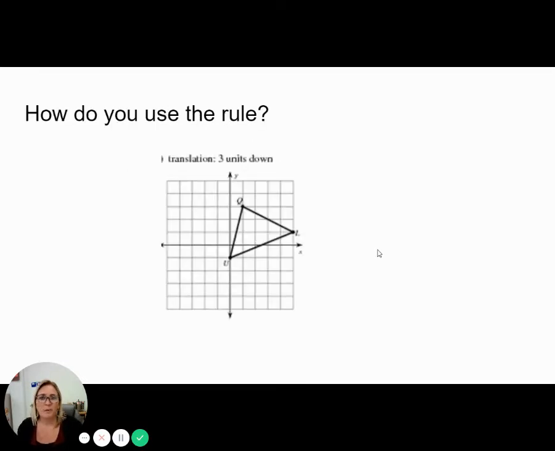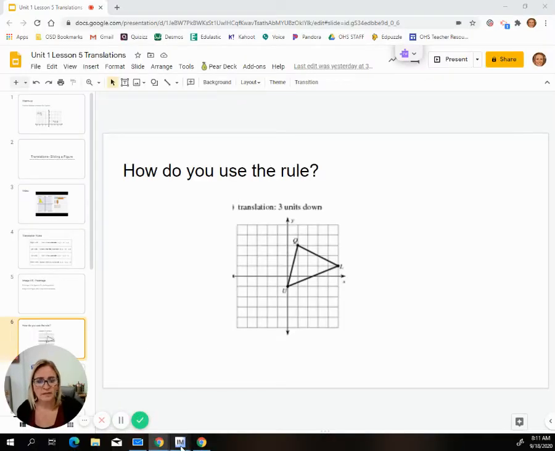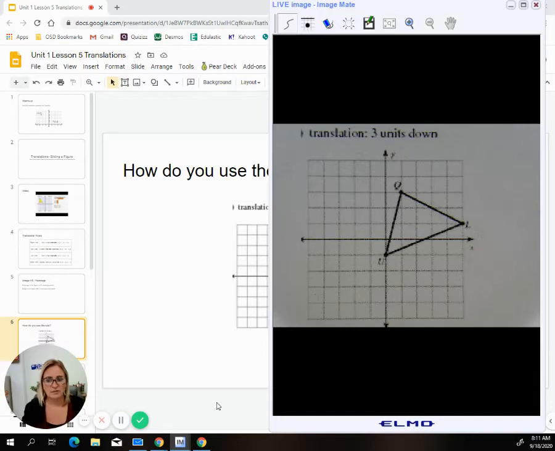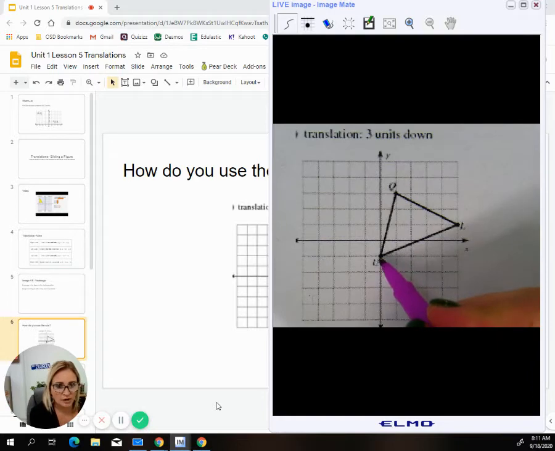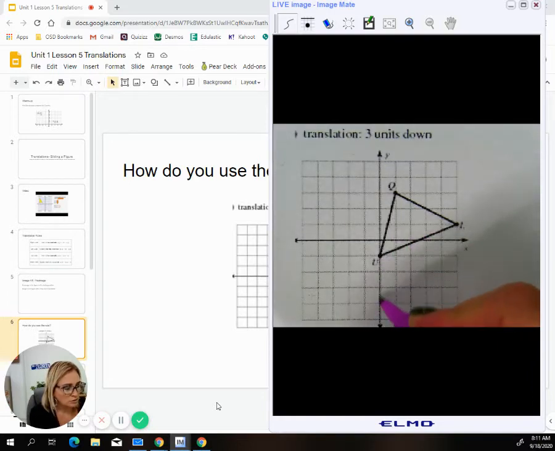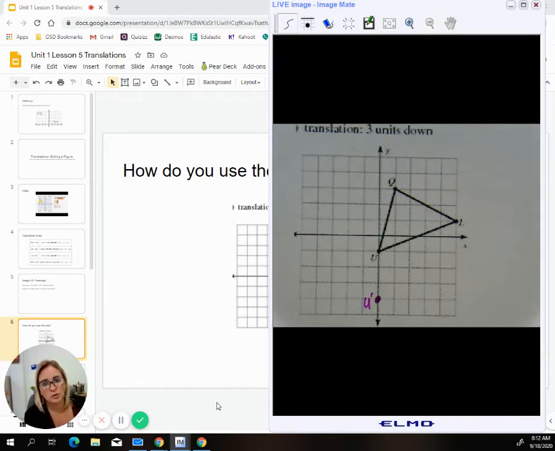Okay, so we're going to start off by something simple. How do you use the rule? Okay, so you can see that we have a triangle in the coordinate plane, and that is telling us to move this 3 units down. So moving this 3 units down, I'm going to go over here to my Elmo so that you guys can see what we're doing. So basically that means every single point has to be moved down 3. So if this is the starting point for you, 1, 2, 3 is the new starting point for you. And you put this little hash mark here to recognize that it's the new image.